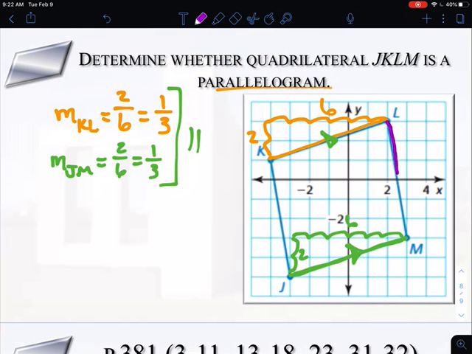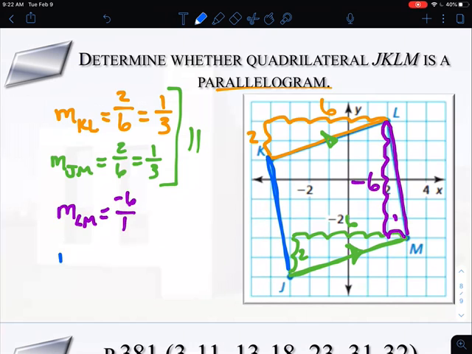Now if I look at the other sides, maybe I start on the right side here with LM. If I want the slope of LM, again, I'm just going to count. So starting at L, I'm going to go down 1, 2, 3, 4, 5, 6. So I'm going to go down, which is negative, and then I'm going to go to the right 1. And so I go down 6, negative 6, right 1, positive 1. There's my slope.